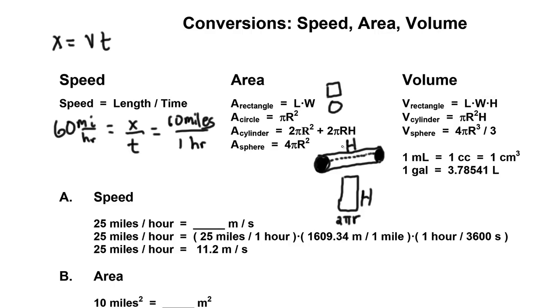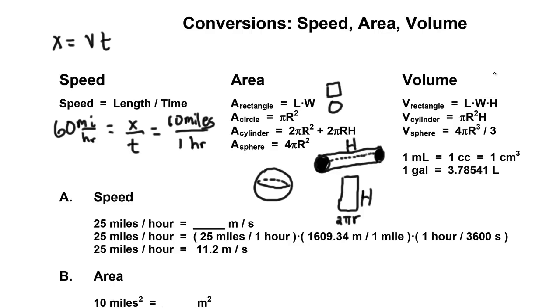So 2 pi r h. Now, the area of a sphere, like if you have a basketball, the area of a sphere is 4 pi r squared. That's one you're just going to have to remember. There's a derivation for this, but it involves much more mathematics. So let's just stick with the definition and memorize 4 pi r squared for the surface area of a sphere.